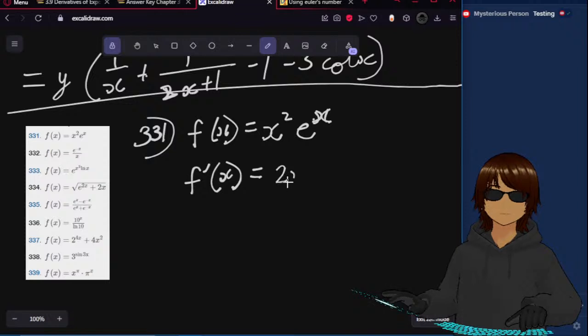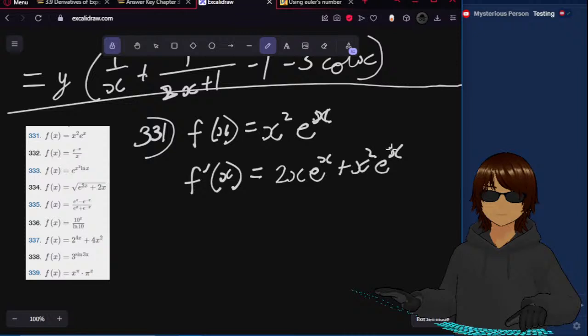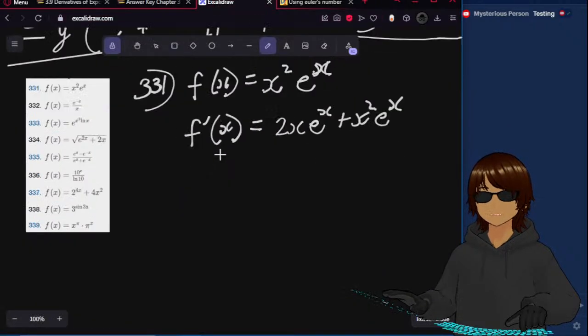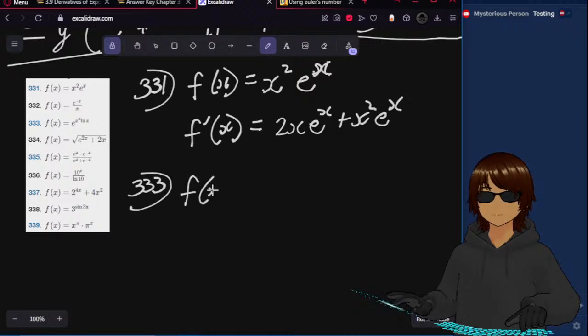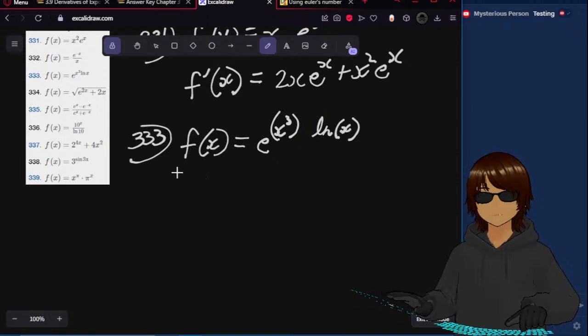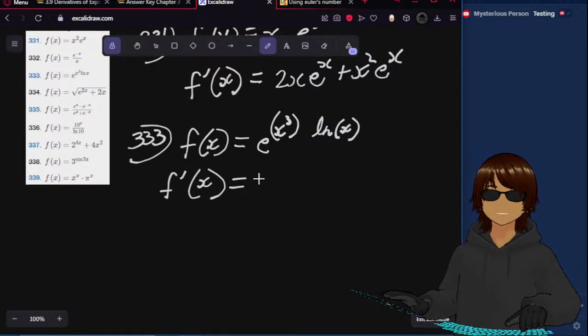Derivative is derivative of the first times the second plus the first times the derivative of the second. Is that it? 331. Yep. Three, and then derivative of all this, which is the same. Derivative of the outside times this.